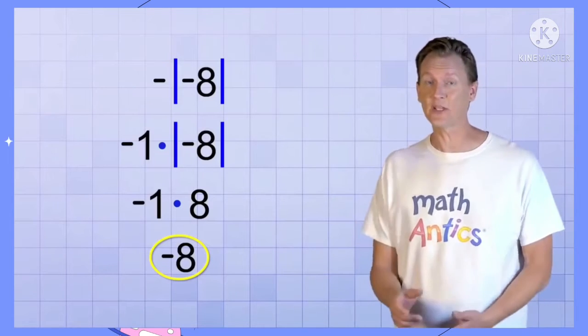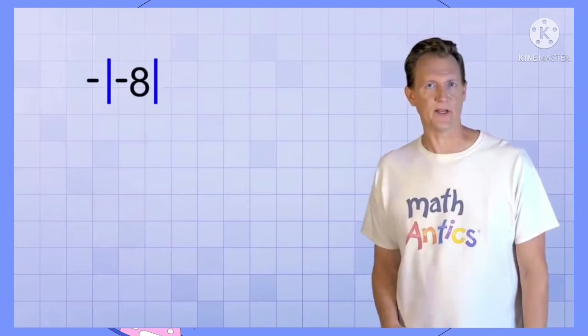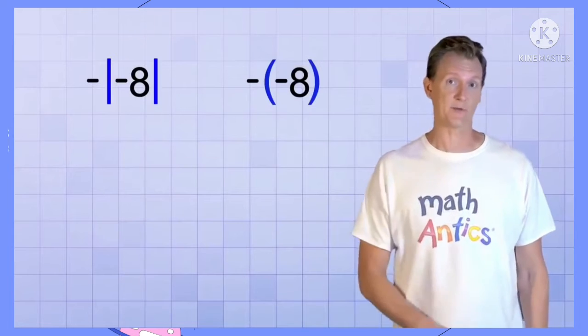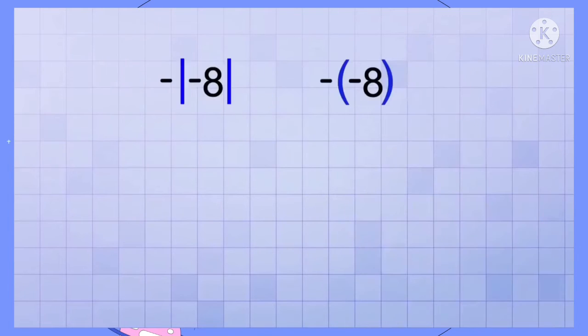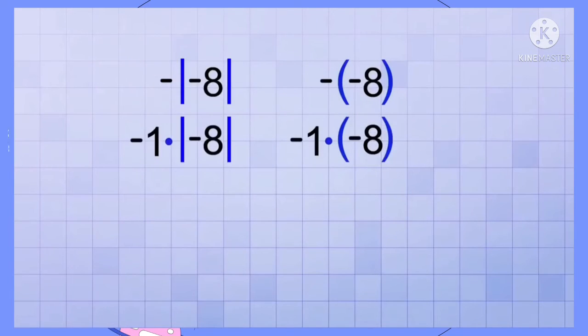It's a difference between parentheses and absolute value signs that can trick you on a test if you're not careful. Let's see the expression we just simplified side by side with a similar expression that has parentheses instead of absolute value signs. In both of these cases, the negative sign outside the group is telling us to negate the group. That means multiplying it by negative 1. But there's a very important difference between the two expressions.